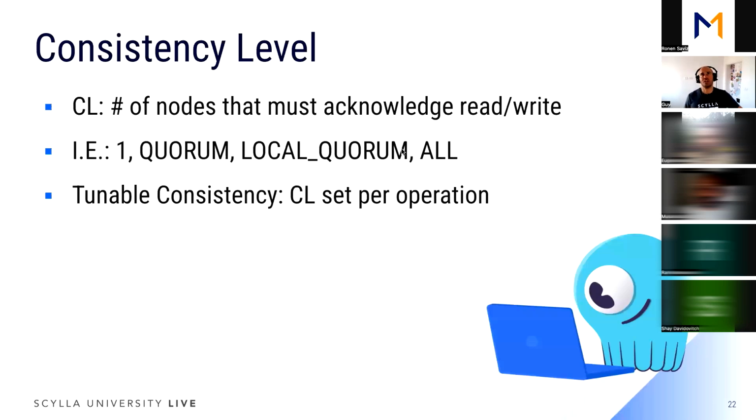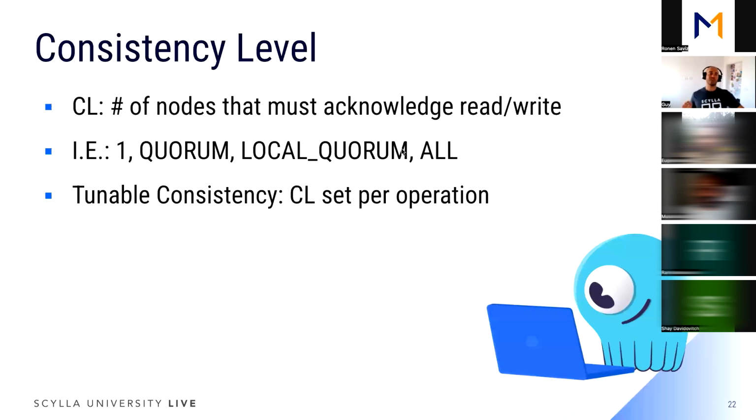So maybe let me give you an example to make it more clear. If we have a cluster that has 5 nodes and the replication factor of 3, then each piece of data will be copied to 3 different nodes.